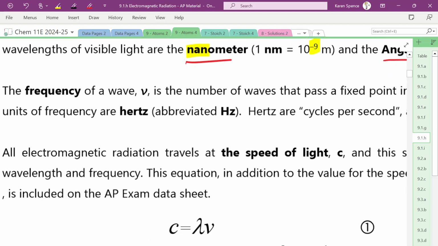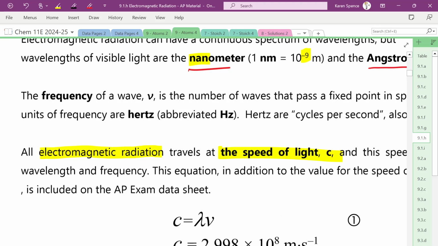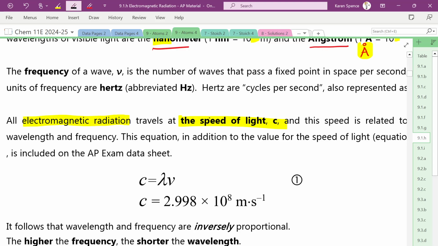Okay, all electromagnetic radiation travels at the speed of light, which is represented by the letter C. And do you guys know the value of the speed of light? 3 times 10 to the 8 meters per second. So that's the nice round number, 3 times 10 to the 8 meters per second. That's fairly easy to remember. The value that you are going to get on your AP data booklet is 2.998. So we have 4 sig figs times 10 to the 8 meters per second. So if you're doing a calculation, please use that one.